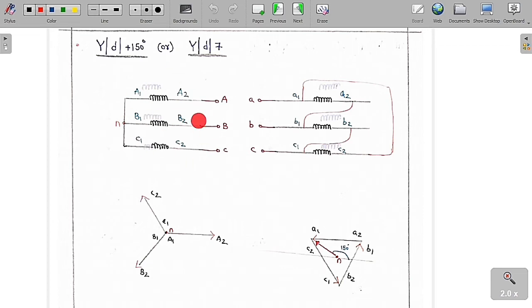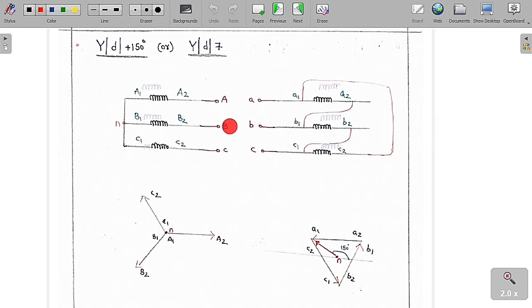Here we are going to give a star connection, and here a delta connection. You can see clearly this is A1, A2, B1, B2, C1, C2. A1, B1 and C1 we are going to connect together to a common terminal, called N. And we are going to give supply to A2, B2 and C2. Here we go for the delta connection: A2 is connected to B1, B2 is connected to C1, and C2 is connected to A1, and I am taking supply from A1, B1 and C1 as terminals A, B and C.